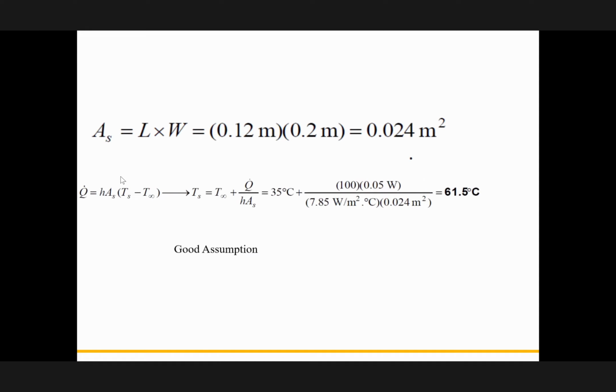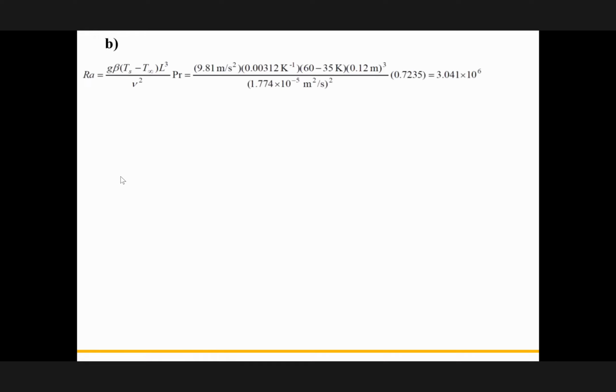Now let's go back and solve the problem and say, no, we do not know that it is only forced convection. Let's consider also the natural convection phenomenon to see what the contribution is. In that case, we go and calculate the Rayleigh number. Again, as my friend mentioned, with a temperature of 60 degrees. Now we look to see what the contribution of natural convection is. And this is my Rayleigh number, okay?